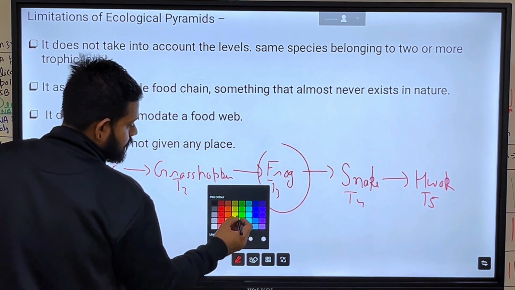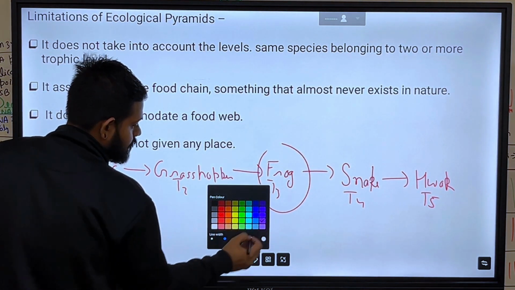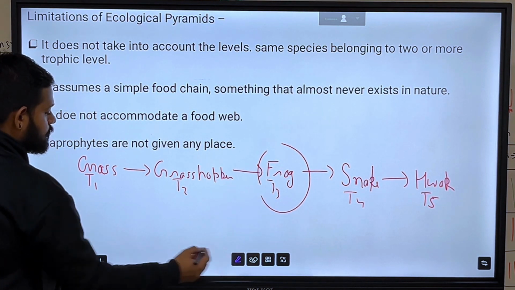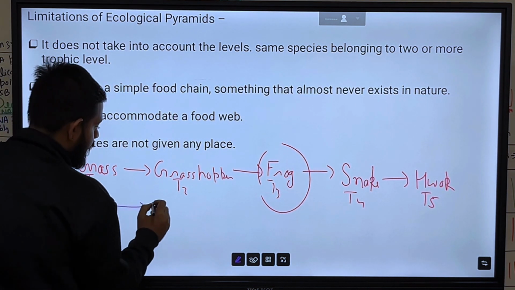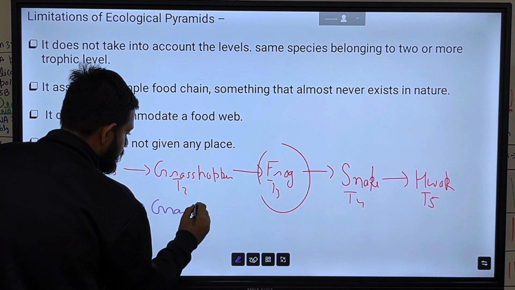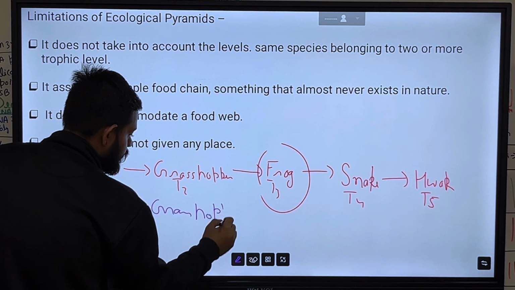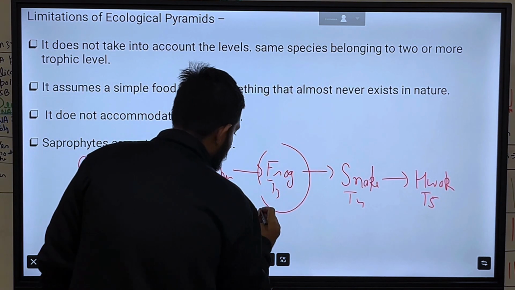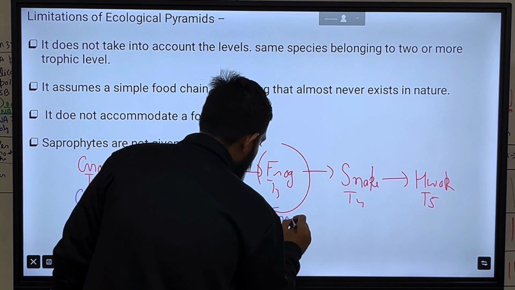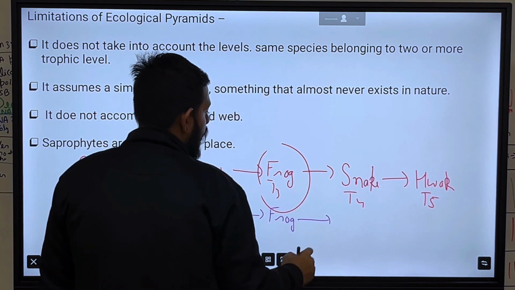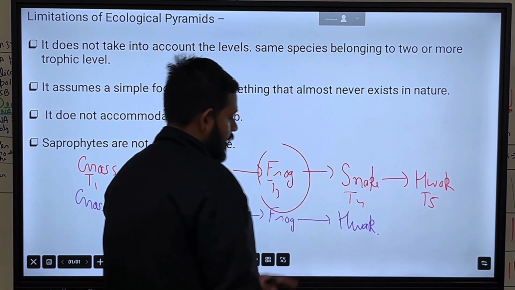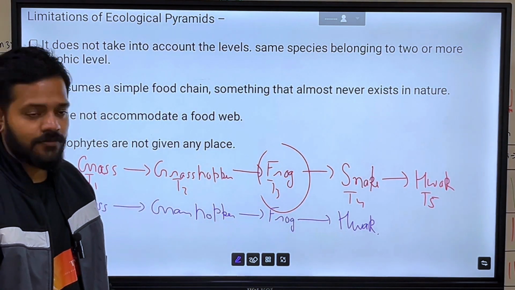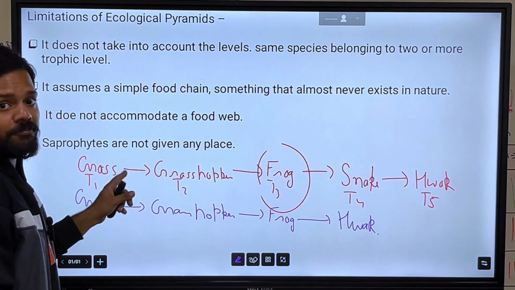Grass is eaten by grasshopper, then frog, and the frog is directly eaten by hawk. So this can also happen in nature. This is not a fixed thing.